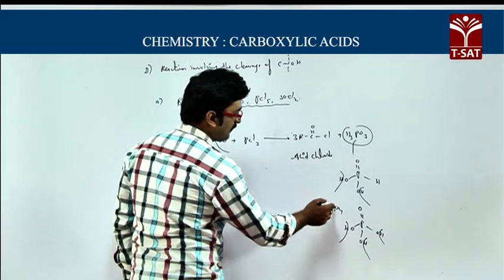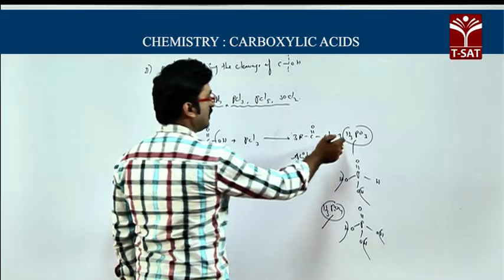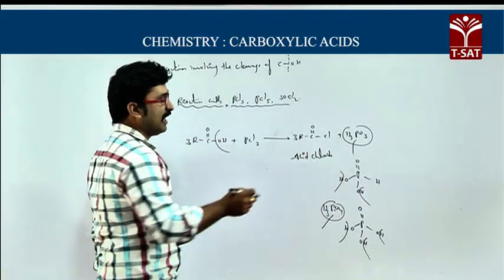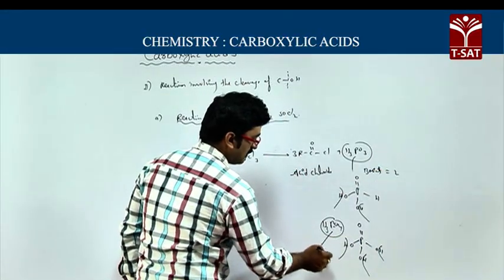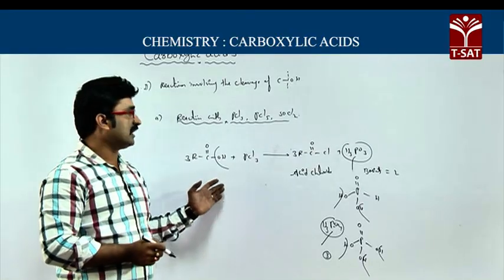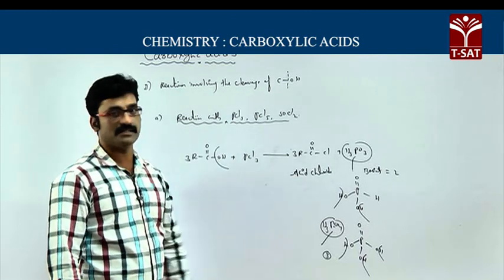So the basicity of H3PO4, this is what? Orthophosphoric acid, whereas H3PO3 is phosphorus acid, and its basicity is 2, whereas here the basicity is 3. Very important. So therefore whenever carboxylic acids react with PCl3 or PCl5 or SOCl2, we will get acid chlorides.